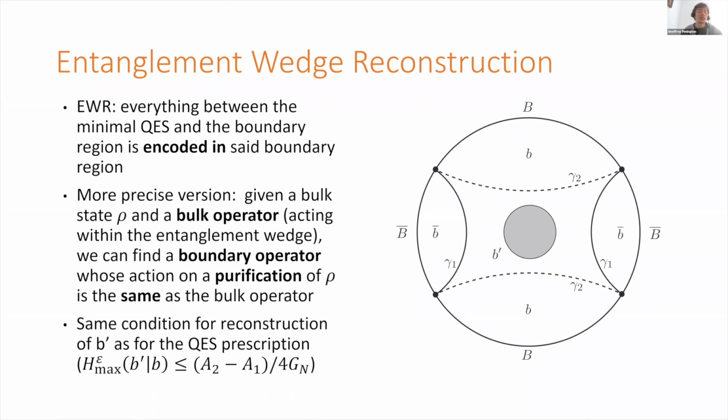Anyway, it turns out that when you use this more general definition, and also if you just use the right rho for your code subspace, you find that the condition for entanglement wedge reconstruction is exactly the same condition we just found for the QES prescription. Namely, to be able to reconstruct the central region, we need the conditional smooth max entropy of everything in the central region to be less than the difference between the area of gamma 1 and the area of gamma 2. Okay.